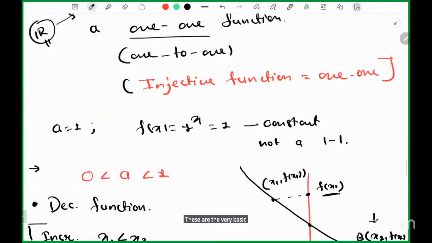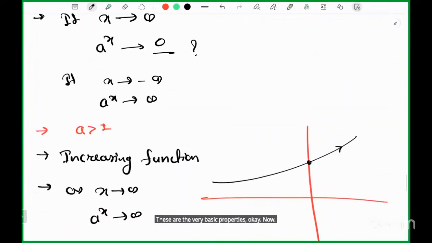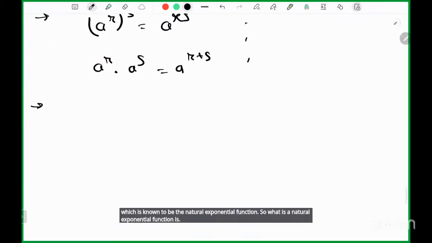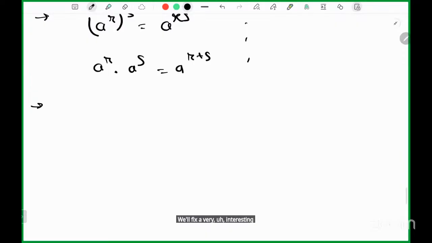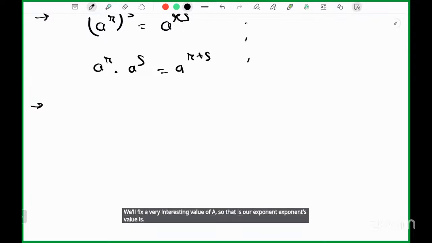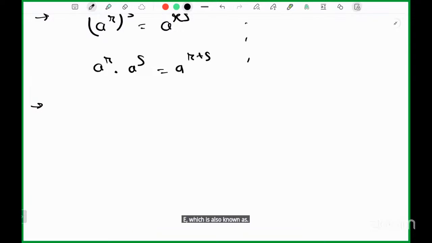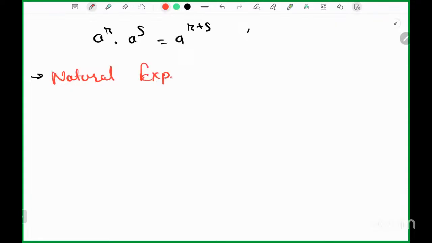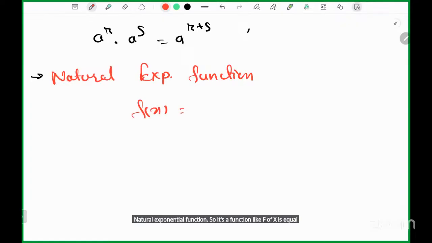Okay. Now, there is one more function, which is known as the natural exponential function. What a natural exponential function is: we fix a very interesting value of a. That value of the base a is e. So it's a function like f of x is equal to e to the power x.